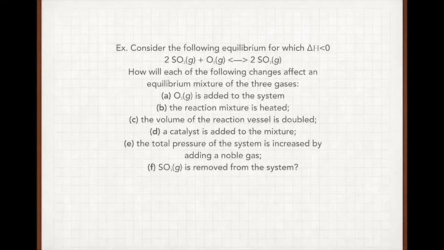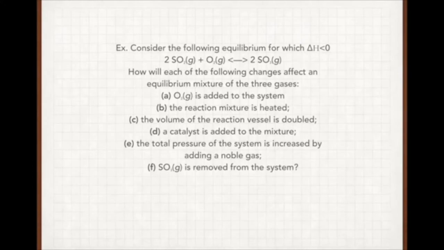Okay? For D, the addition of a catalyst does not change your equilibrium, and therefore it would have no impact because it speeds up both your forward and reverse reactions, and therefore it has no overall impact on your equilibrium mixture. E, again, you're increasing the total pressure, but you're increasing the total pressure by adding a noble gas. Remember, a noble gas has no impact on the equilibrium mixture, and therefore that will have no effect either.